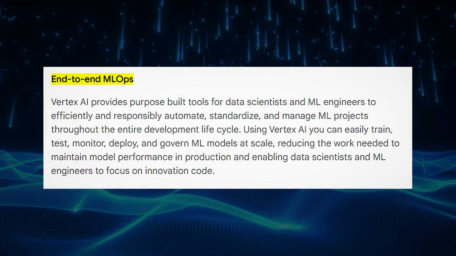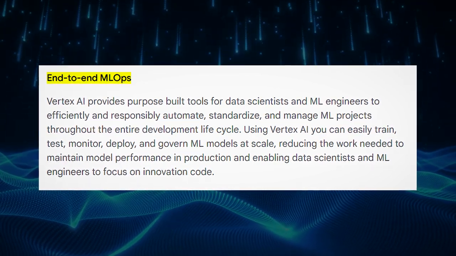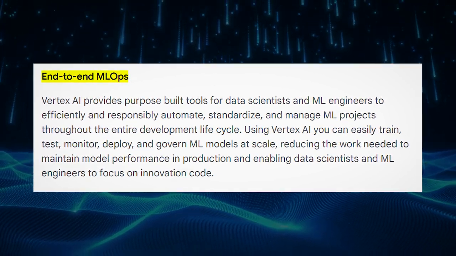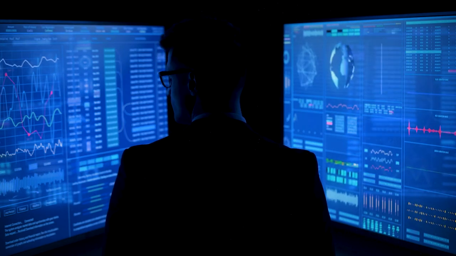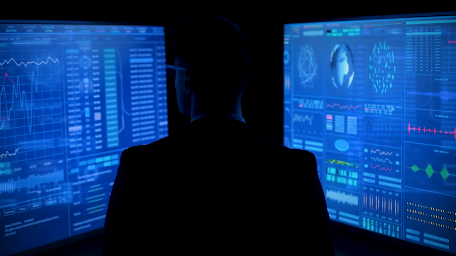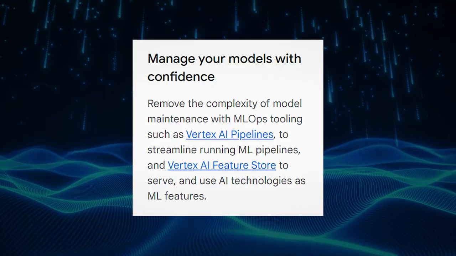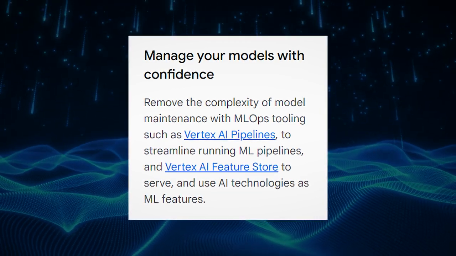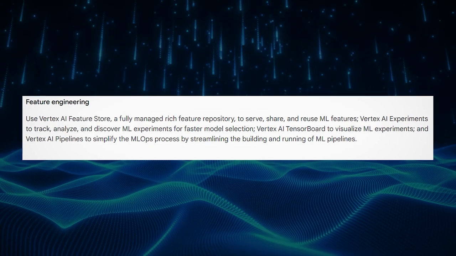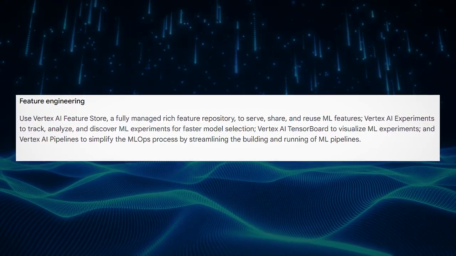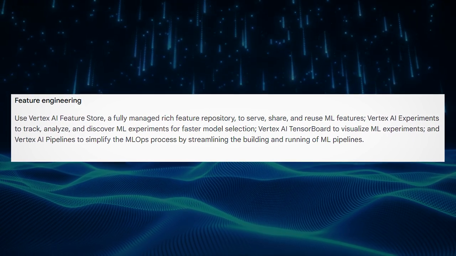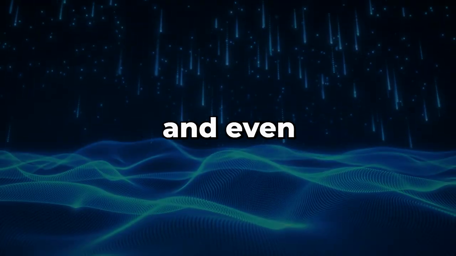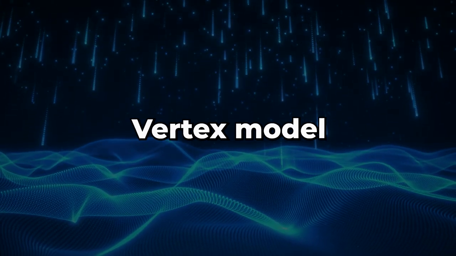Vertex AI offers end-to-end MLOps capabilities, which means it has your back throughout the entire ML project development lifecycle. It provides purpose-built tools for data scientists and ML engineers to automate, standardize, and manage their projects like pros. Picture this: you can streamline your ML pipelines with Vertex AI Pipelines, serve and use ML features across models with Vertex Feature Store, track and compare model performance metrics with Vertex Experiments, visualize model training and debugging with Vertex TensorBoard, monitor model health and performance with Vertex Model Monitoring, and even audit model lineage and metadata with Vertex Model Governance.